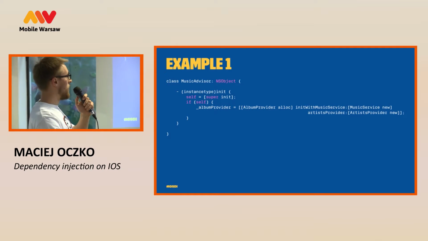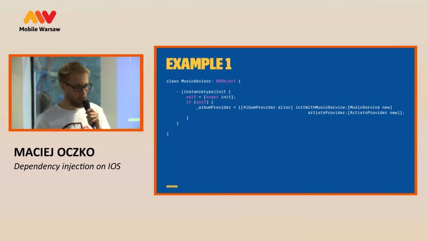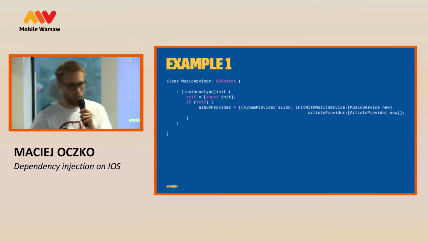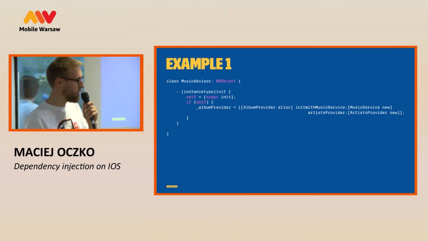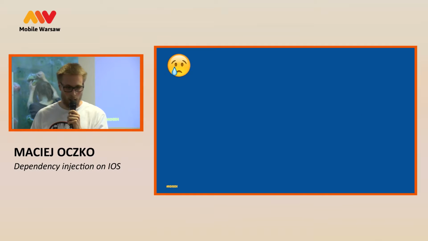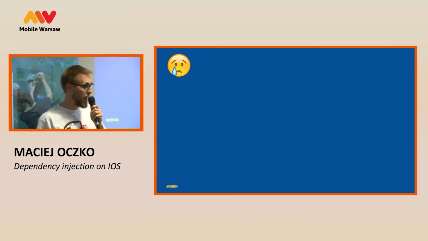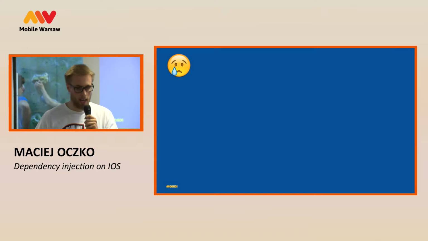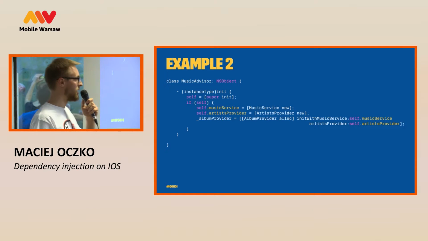Second of all, looking at the interface of this class, we don't know what the dependencies are, and we don't know how the album provider is configured. And thirdly, we can't test this code. Easy. So this is rather sad code, but we can think a little bit and develop something like this.